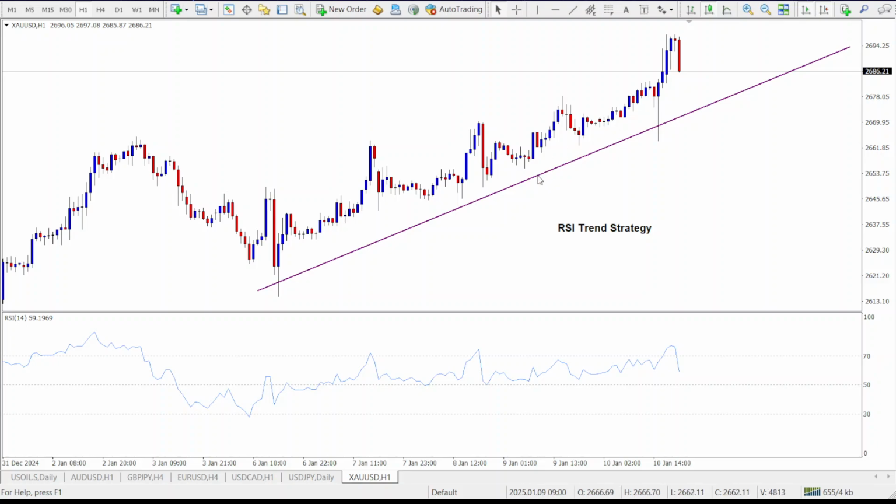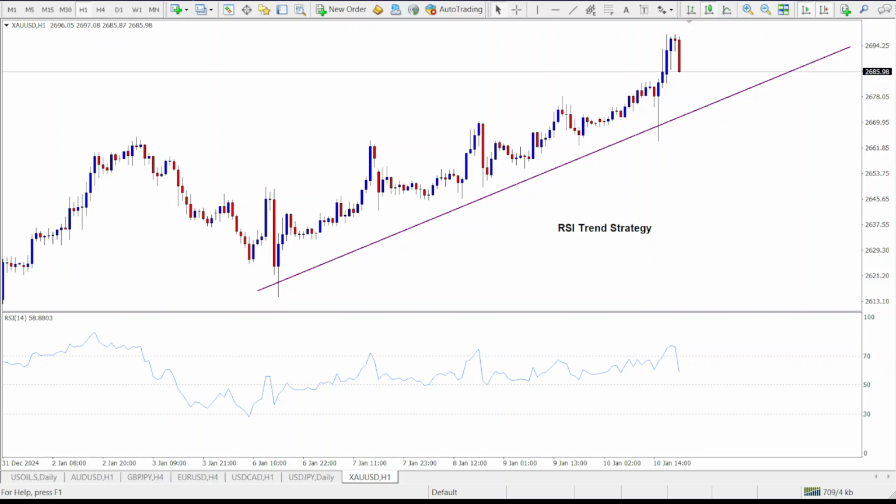We want to buy when the RSI is above 50. You can see the 50 level here. The 50 level is the midpoint. So you want to enter a buy trade only when the RSI is above the 50 level, okay? And you want to enter a sell trade, or go short, when the RSI is below the 50 level. Now let us break it down with an example.